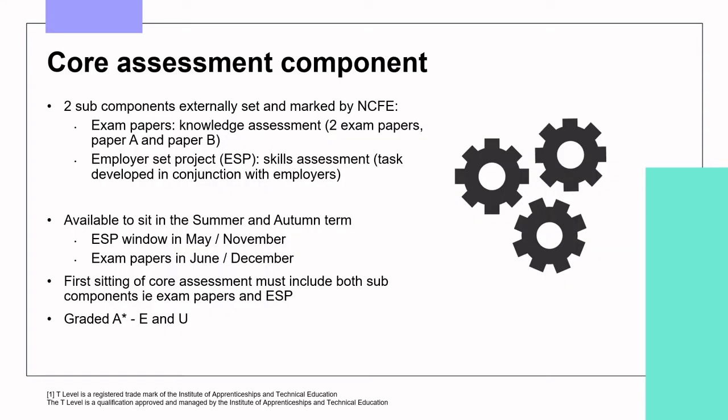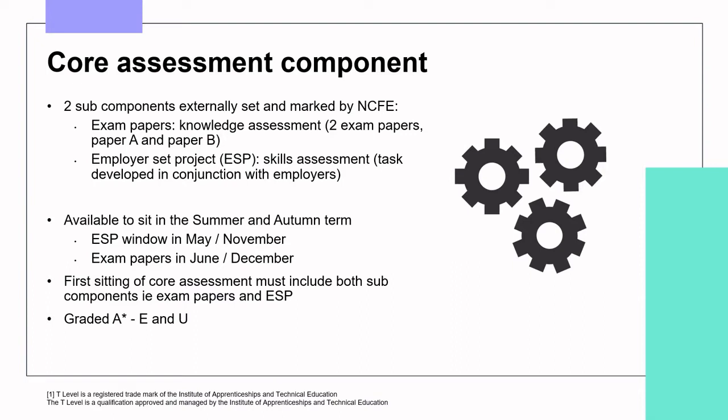Now, just like the specification is divided into core content and occupational specialism content, so are the assessments. The core component assessments are made up of 2 subcomponents. 2 exam papers, which are designed to assess the student's knowledge, and an externally set skills assessment called the employer set project. So called, as I mentioned earlier, because the tasks have been developed in conjunction with employers to make them as realistic as possible. The core assessments will be available in the summer and autumn terms, with the employer set project in May and November, and the exam papers in June and December.